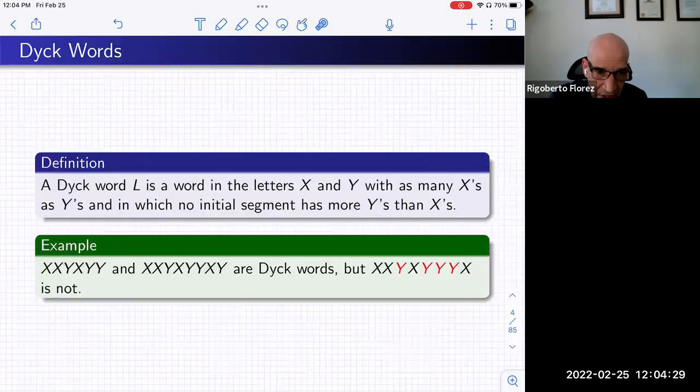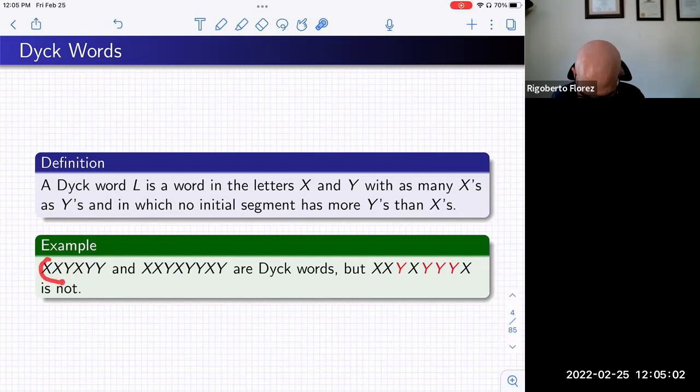So now, what is a Dyck word? A Dyck word is a word in the XY alphabet, only 2 letters. But we have a special condition: we need the same number of Xs and Ys in the word. So in this case, we have 3 Xs and 3 Ys. And in this part, we have 4 Xs and 4 Ys. But the special condition is that any initial part of the word should not have more Ys than Xs.